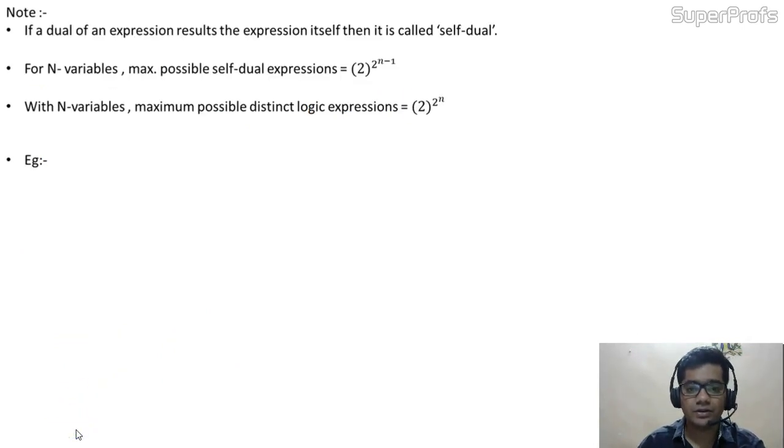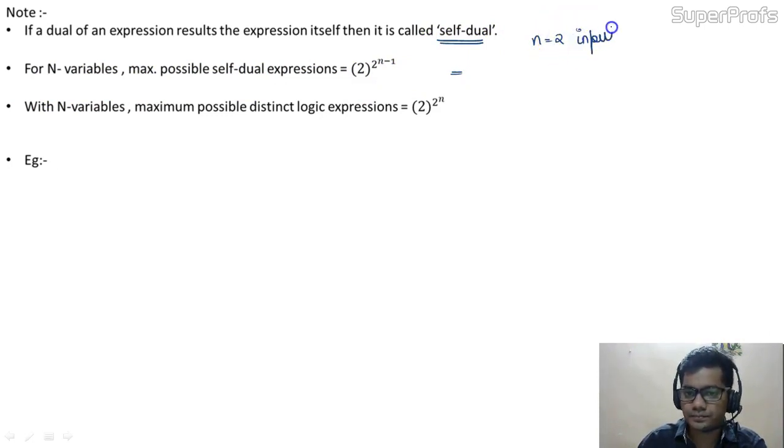Now there are some other notes also. The first note is, if the dual of an expression results in the expression itself, then it is known as a self-dual expression. For n variables, the maximum possible number of self-dual expressions is 2 raised to power 2 raised to n minus 1. How are we going to prove it? Let us take n equals 2 inputs.